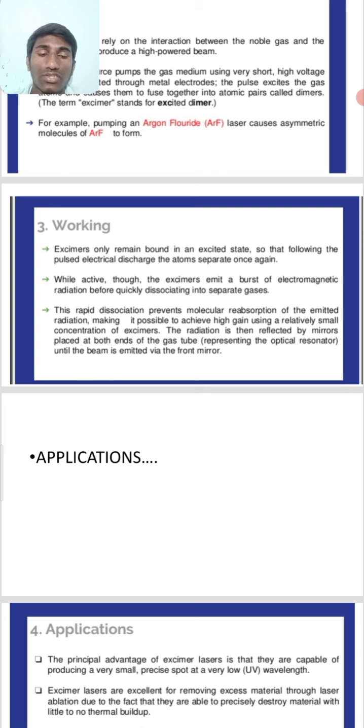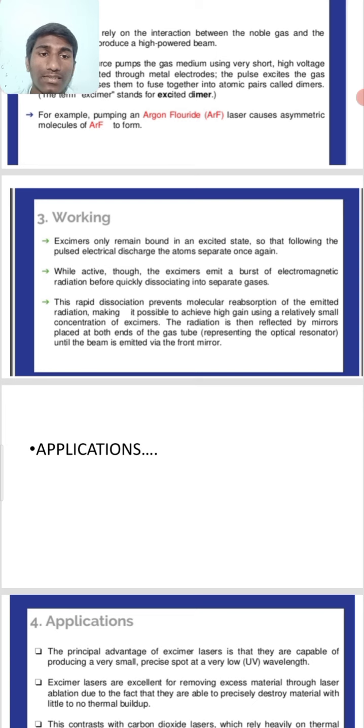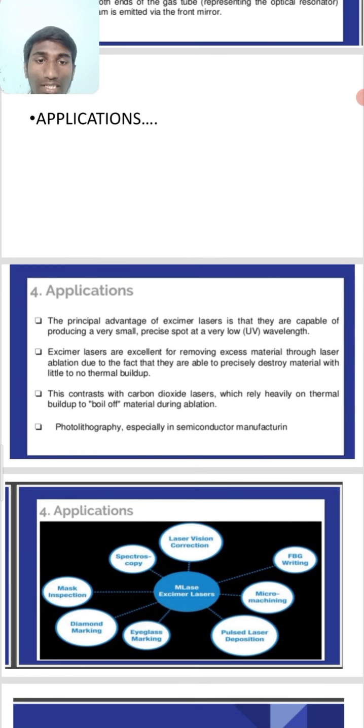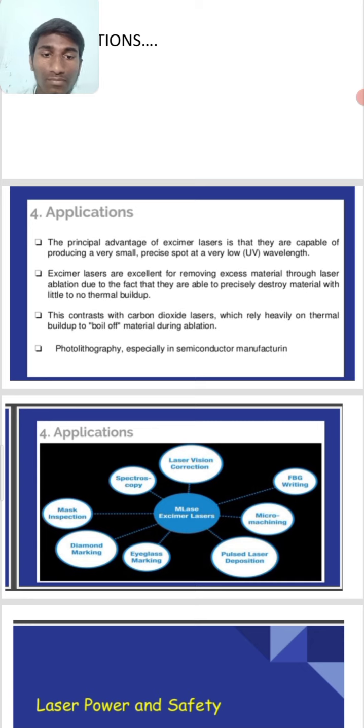This rapid dissociation prevents molecular reabsorption of emitted radiation, making it possible to achieve high gain using a relatively small concentration of excimer. The radiation is then reflected by mirrors placed at both ends of the gas tube until the beam is emitted via the front mirror. But what are the applications of the excimer laser? Here you can find many applications in our daily life.